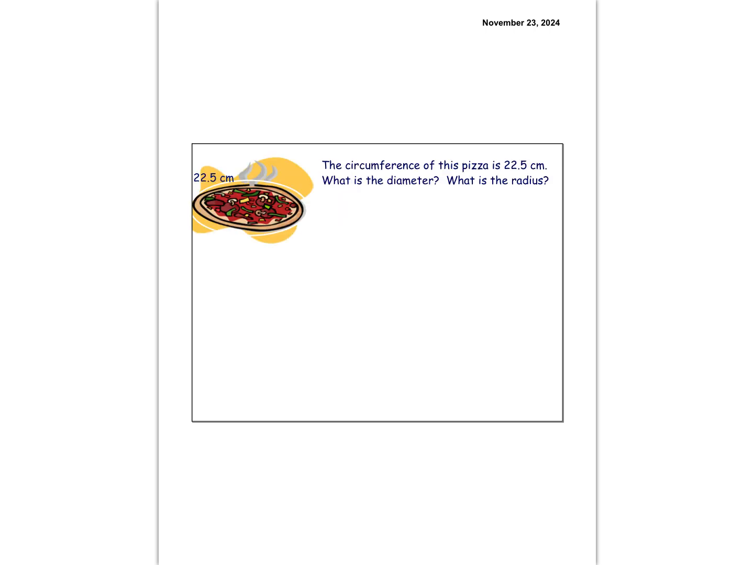This is an interesting question because we might go a different way. It says the circumference of this pizza is 22.5 centimeters. What is the diameter? What is the radius? So let's start with the circumference formula. We know that C equals pi times diameter. So let's go with what we know. We know the circumference is 22.5 centimeters. We know what pi is, but we don't know D.